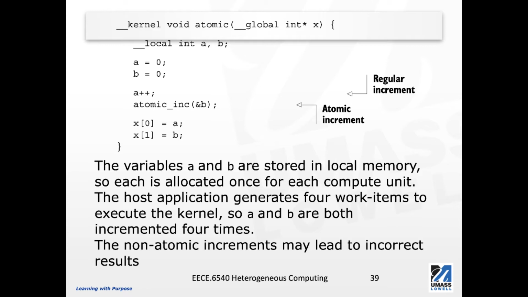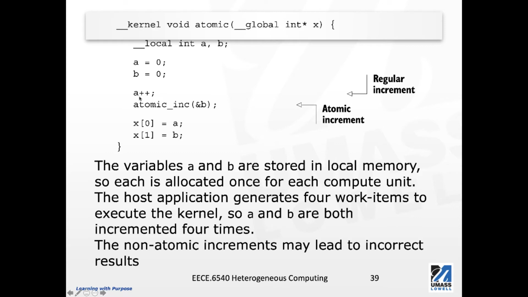Let's look at this kernel function. This kernel function is named atomic, and it takes one argument, a pointer to the global memory. So this will lead us to an integer that is stored in global memory. And we declare two variables in local memory, a and b, and we assign them to be zeros.